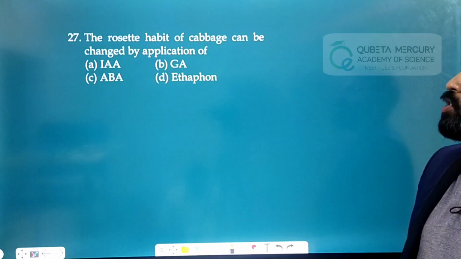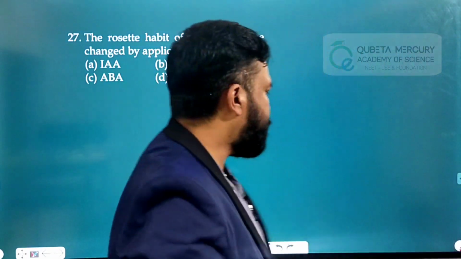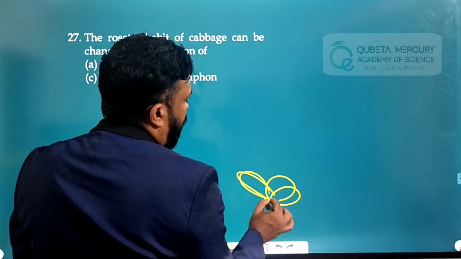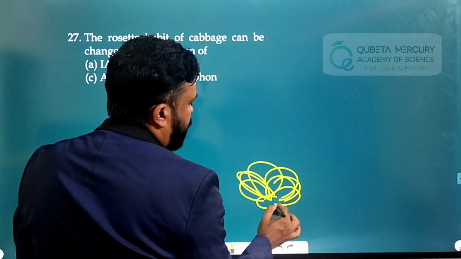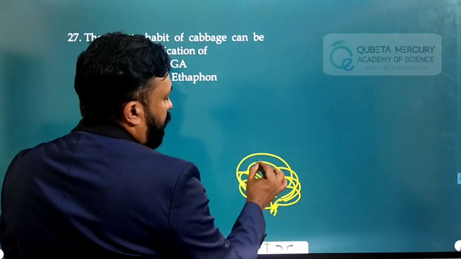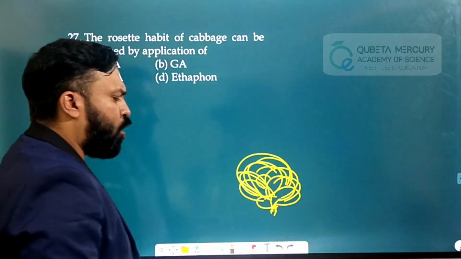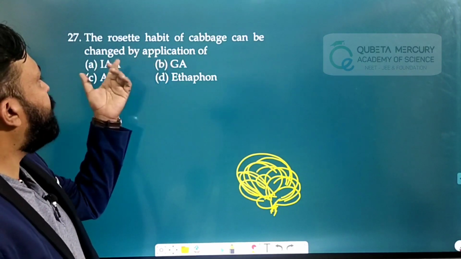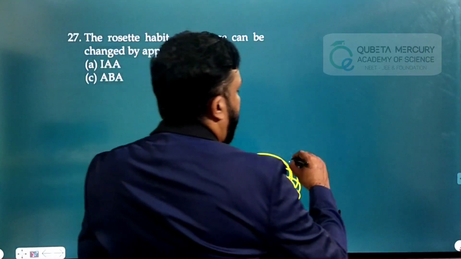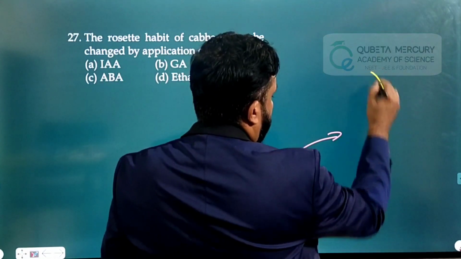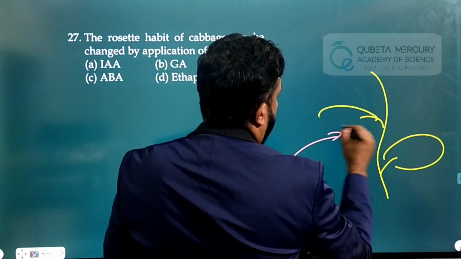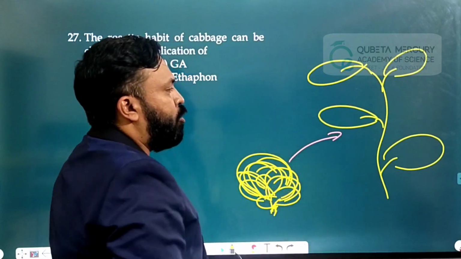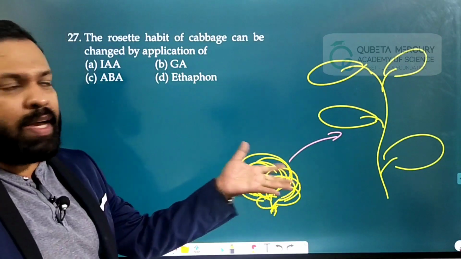The rosette habit of cabbage. Yeah, cabbage is actually in a rosette manner, right? That means the leaves are arranged in a closed manner because its internodes are very short. So the leaves are arranged in a very close, condensed form. That is a cabbage. The rosette habit of cabbage can be changed, where the internodes can be elongated and the leaves will occupy spatially distinct spaces, and thus photoperiodism will work, and that induces flowering in cabbage.